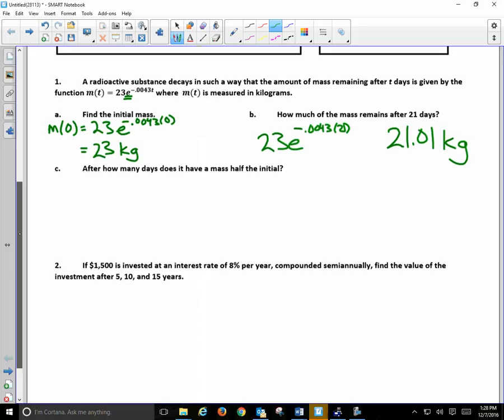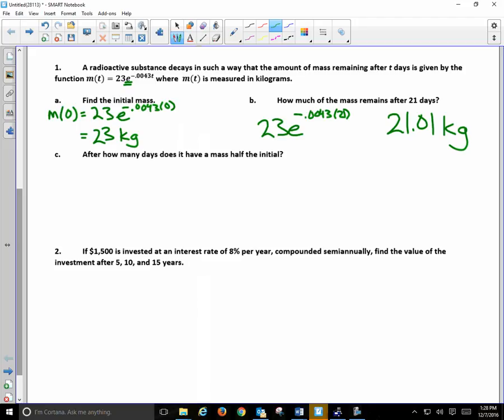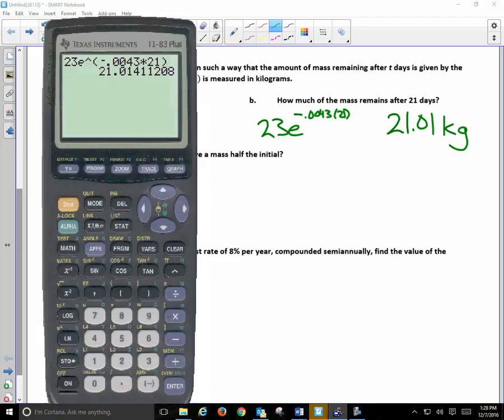I will state it within the problem, but if you want to write it out to 3 decimal places, that's fine.